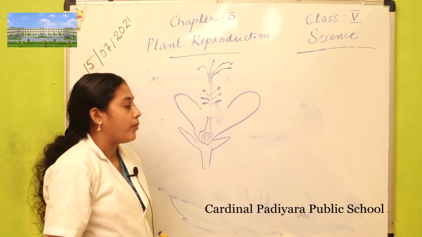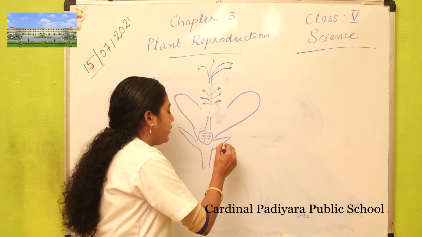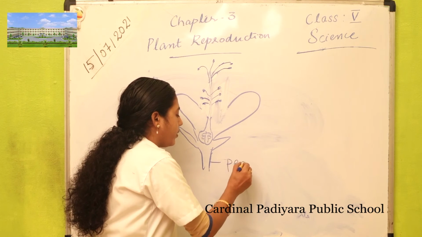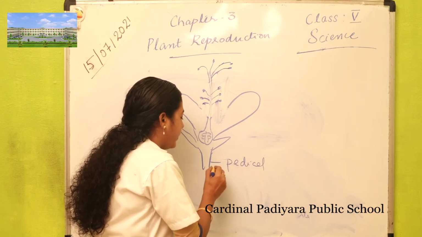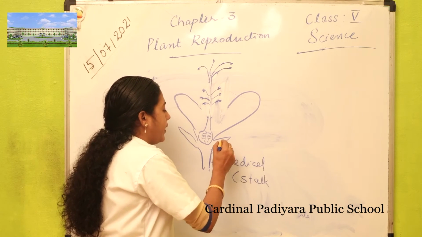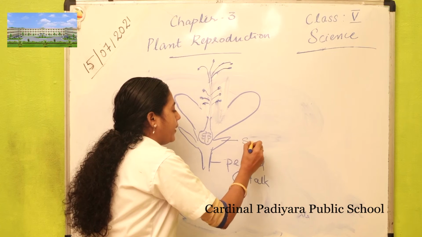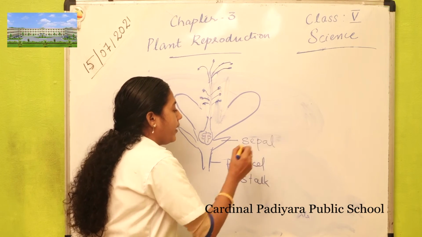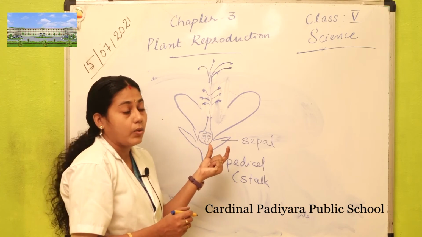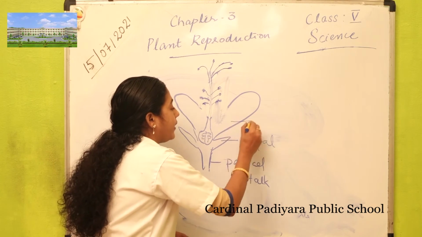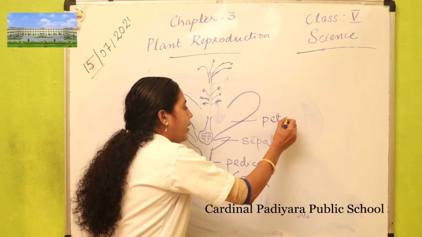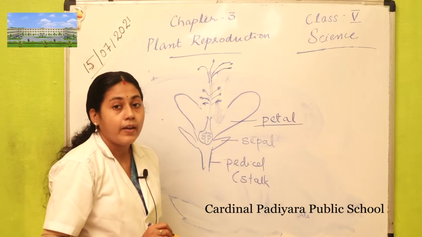This is the structure of a flower, and this is called the pedicel or the stalk of the flower. This is the pedicel or stalk of the flower, and this is sepal. The green colored structure that we can see below a flower is called sepal, and the colored part is called petal. The colored part of the flower is called petal.